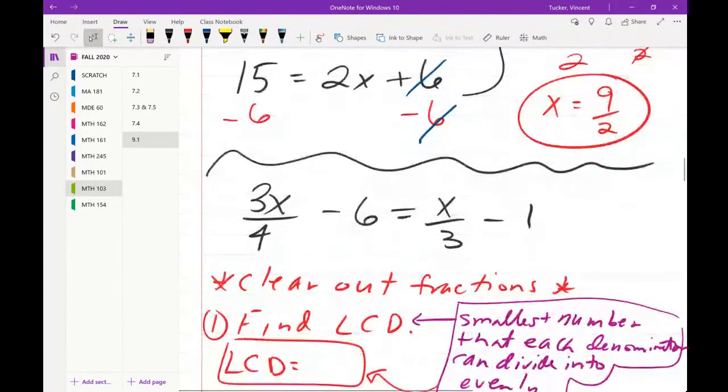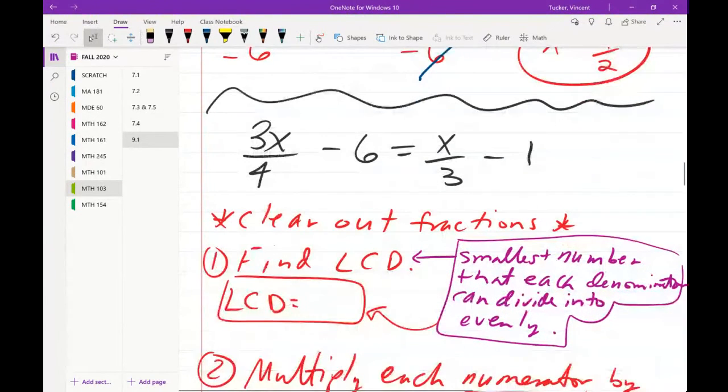All right. So looking at the next one, we have 3x over 4 minus 6 equal to x over 3 minus 1. So we have two options here. Either we can solve the equation the way it is with the fractions involved, or we can do what we call clearing out your fractions. So going through the clearing out the fractions process.